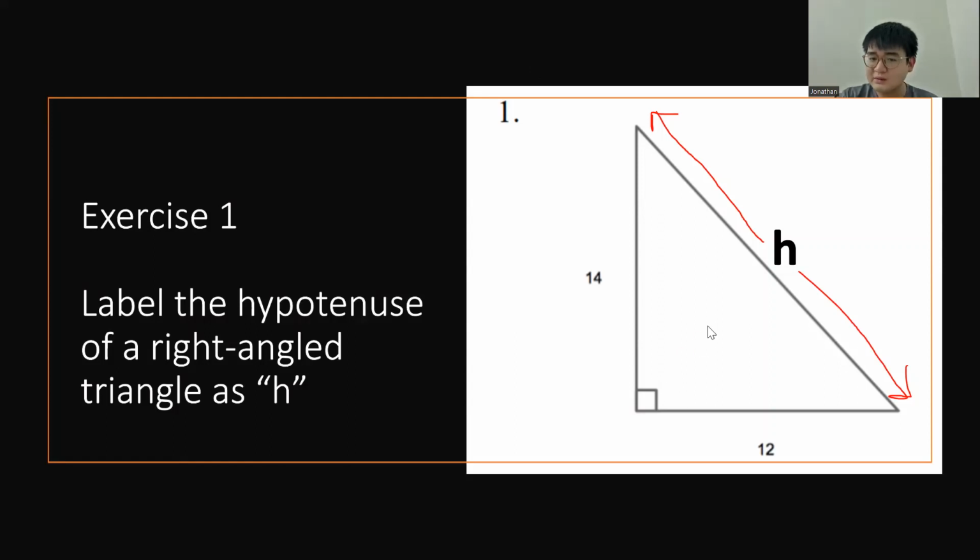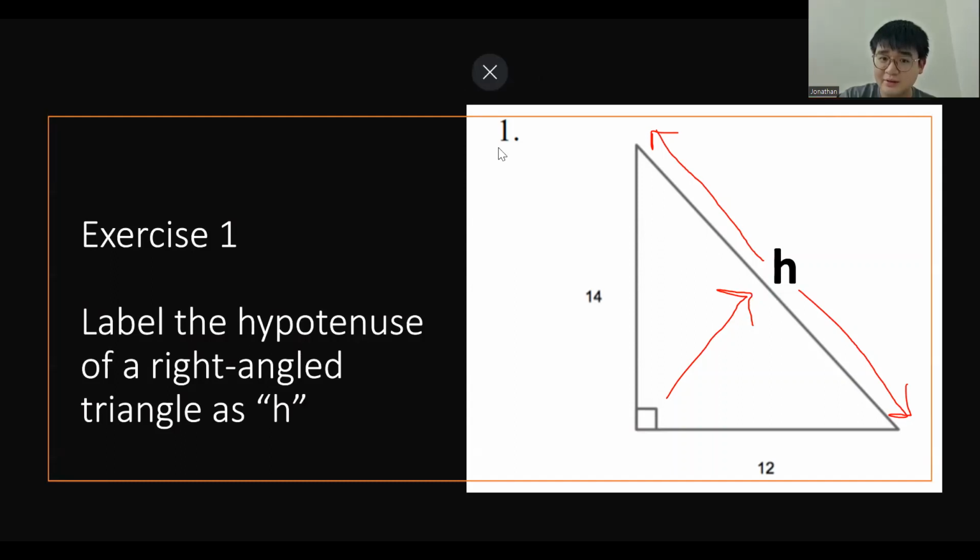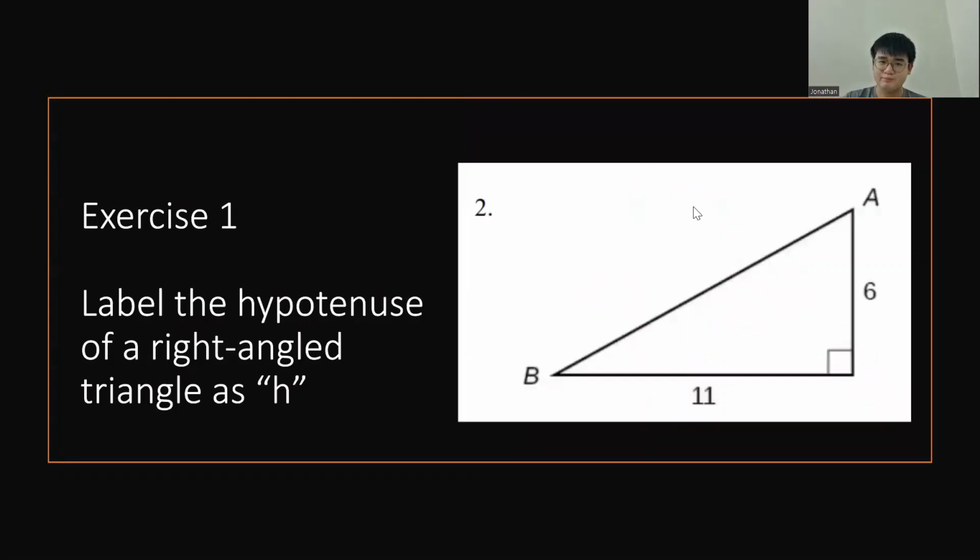Okay, it is always opposite the right angle and also the longest side of the triangle. Yes, very good. So number two. Okay, now we have this right angle triangle.